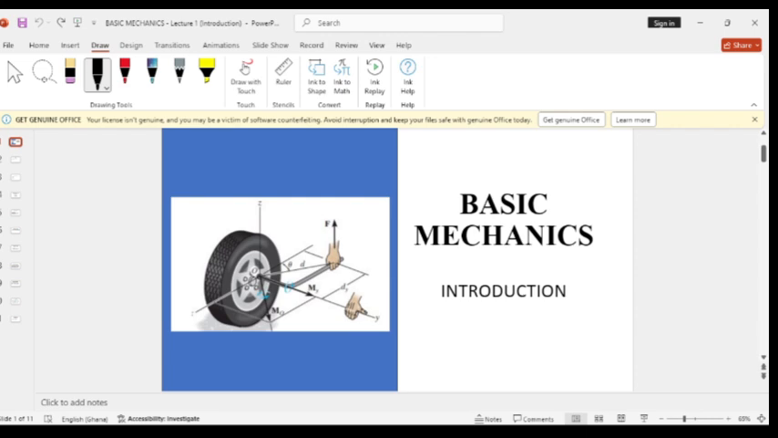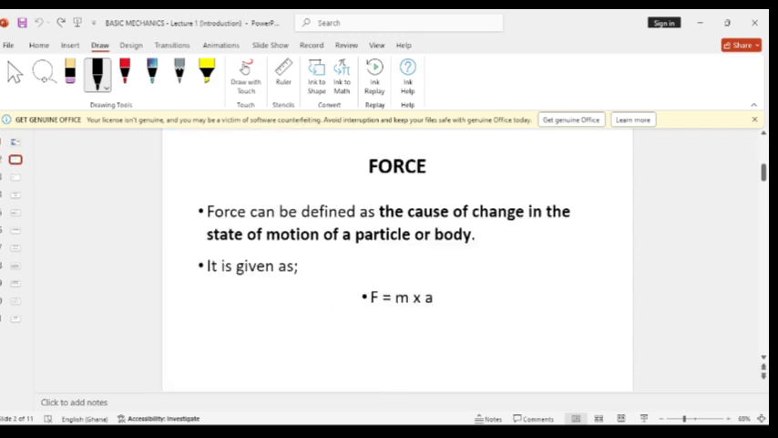So basic mechanics, this is the introduction part. In the subsequent videos, I'll do more tutorial sessions and then upload them here so that you can have access to them. So what is a force? See, a force can be defined as the cause of change in the state of motion of a particle or a body. That is, a force causes an object to change its position or state of rest.